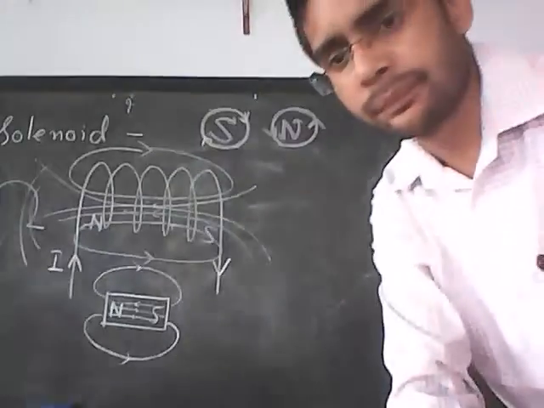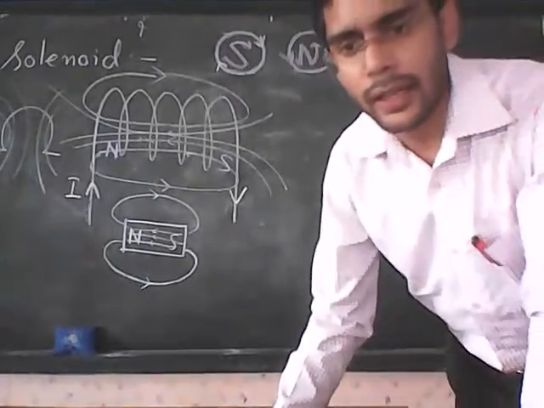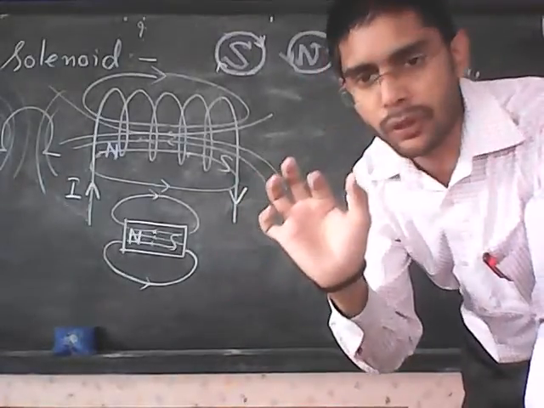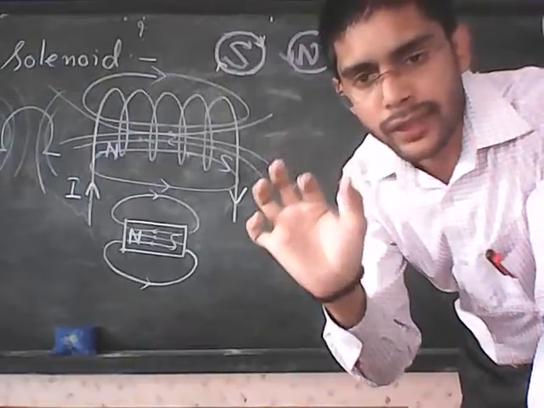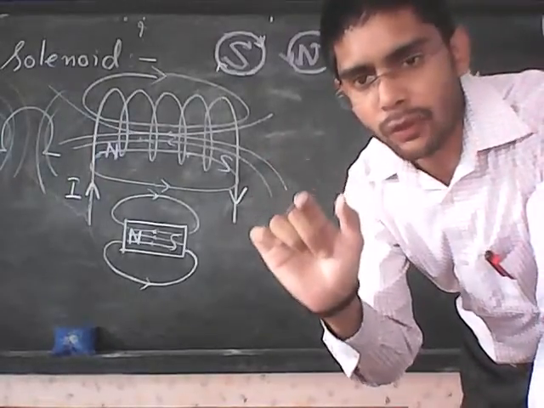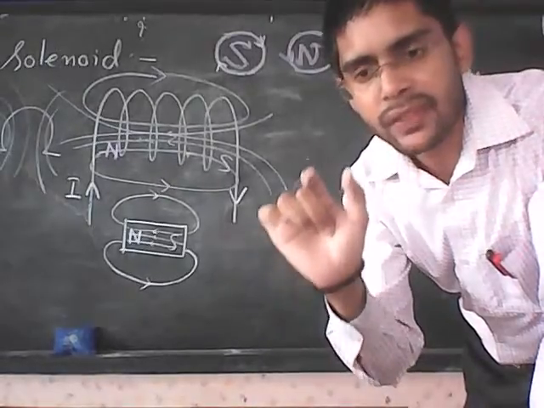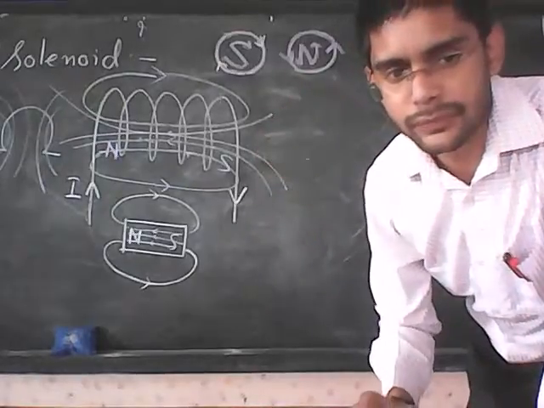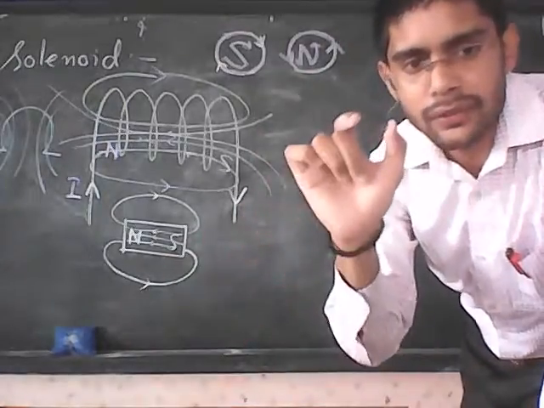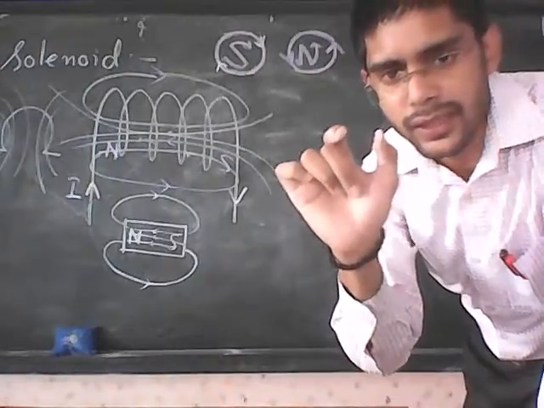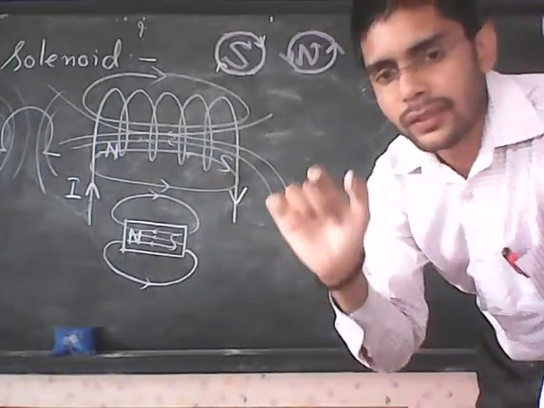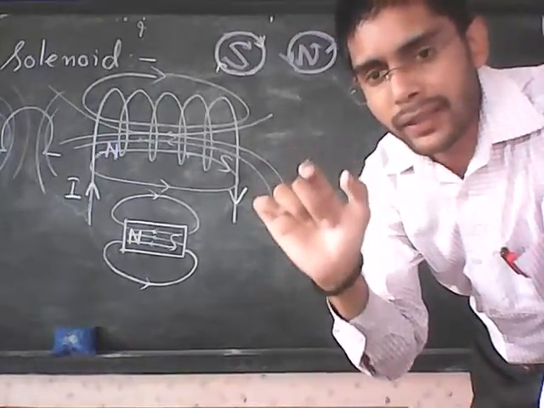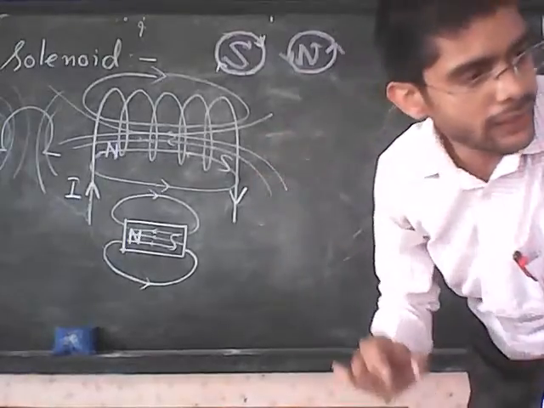Now, students, this same solenoid, when it consists of a soft iron core inside it, at that time it will be known as an electromagnet. Whenever a strong magnetic field is produced inside a solenoid, it has the capability to magnetize the magnetic material.